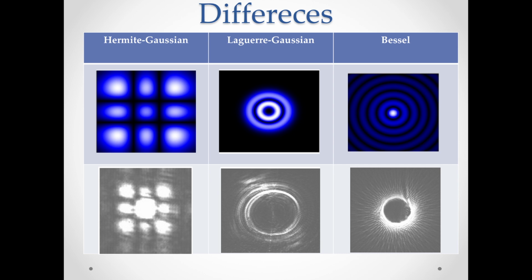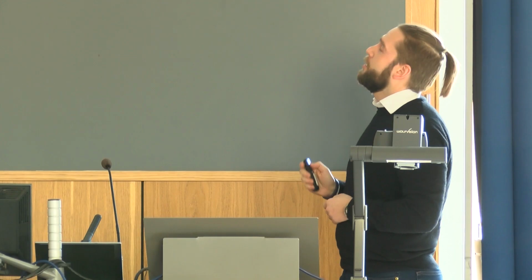So it's like a Hermite-Gaussian, Laguerre-Gaussian, and Bessel. And the bottom row, as you can see, is our experimental results. We're kind of there, but probably we could use some more time to work on this one. And like I said, they have different properties, but the most interesting one is the Bessel beam, which can regenerate itself.